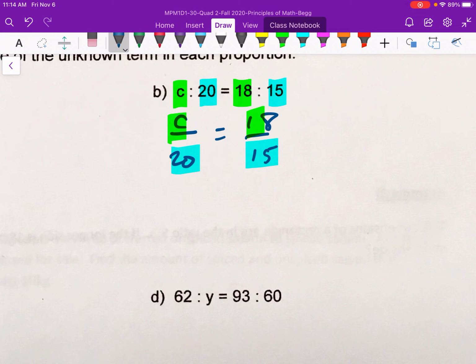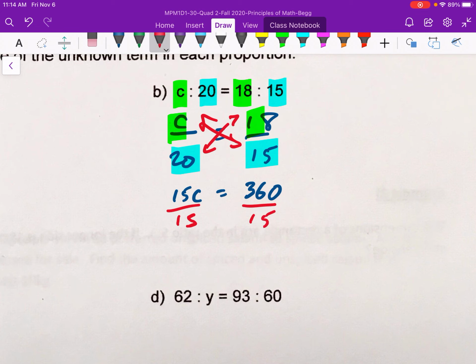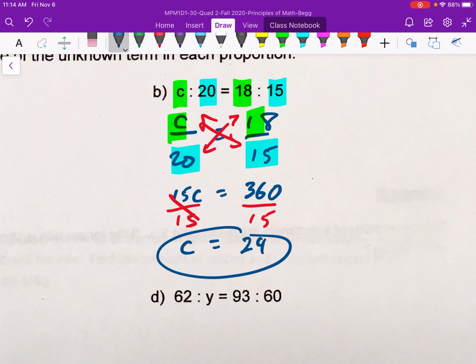Cross multiply. So I'll have 15C is equal to 18 times 20. Well, 10 times 18 is 180, so 2 times that is 360. Divide by 15, and the 15's cancel out on the left. I've got C equals, and 15 goes into 360 24 times.